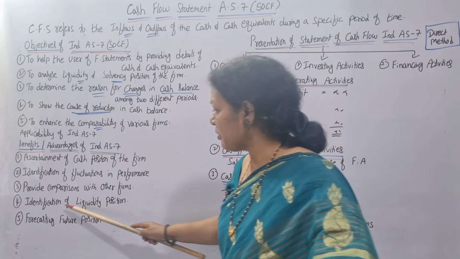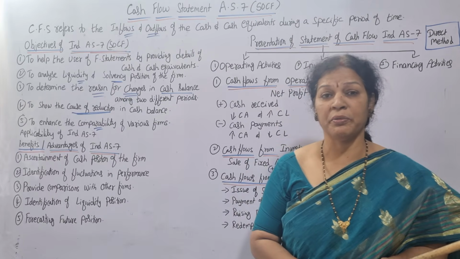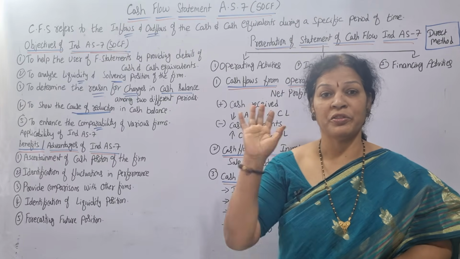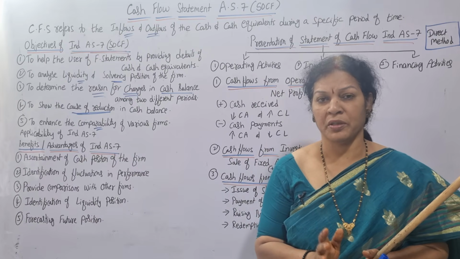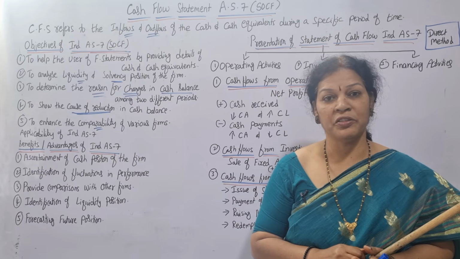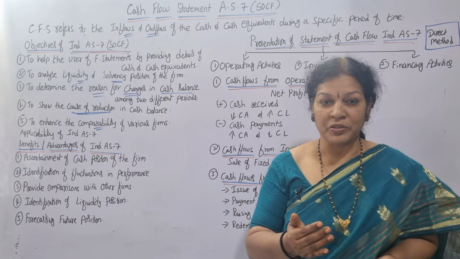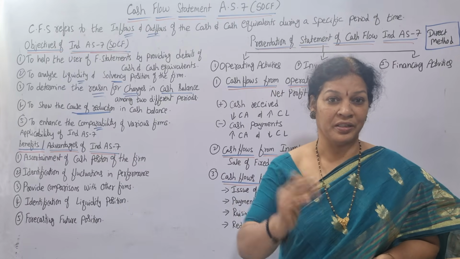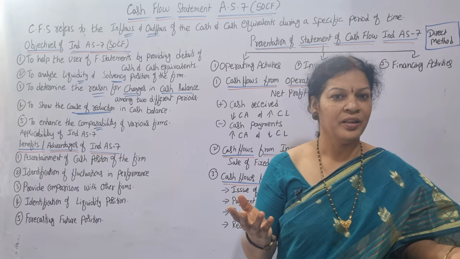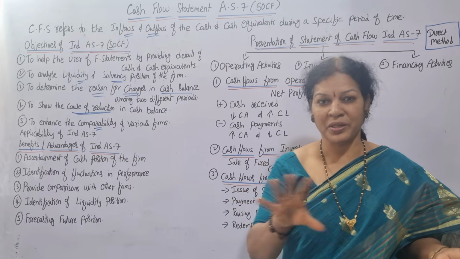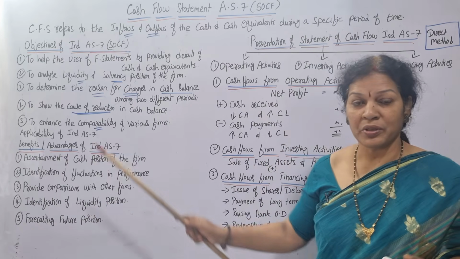Then identification of liquidity position. Liquidity position also you can identify very clearly, because total information related to the cash and cash equivalents is mentioned in the cash flow statement. So the company's liquidity position is very easy to understand, so that you can decide whether the liquidity position is decreasing, not satisfactory, then increase it. If it's up to the mark, good, then you can say the company is going very well. Anyhow, the liquidity position of the company you will come to know through the cash flow statement.